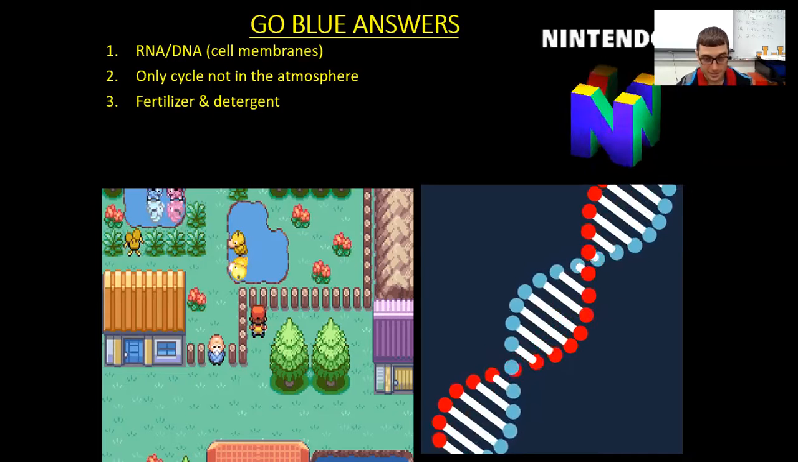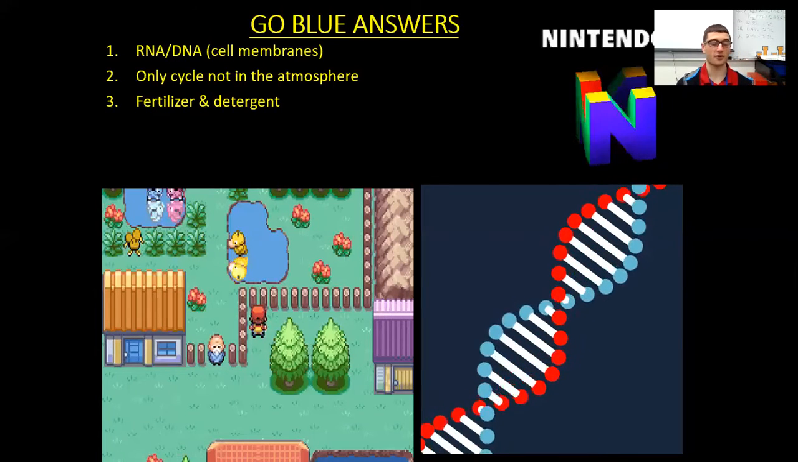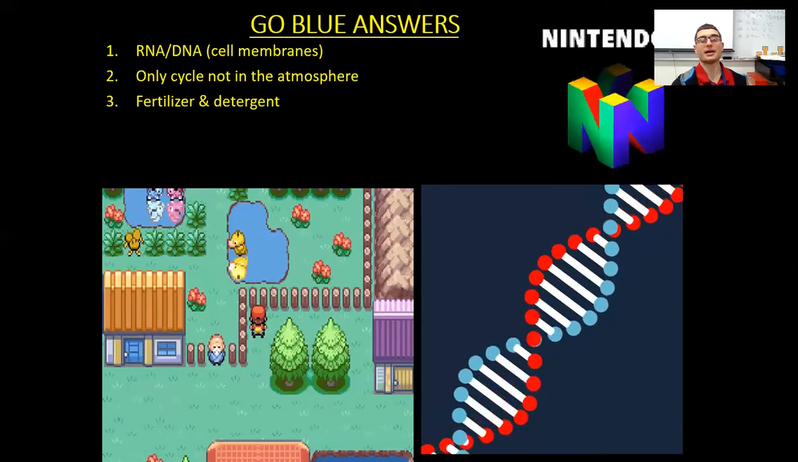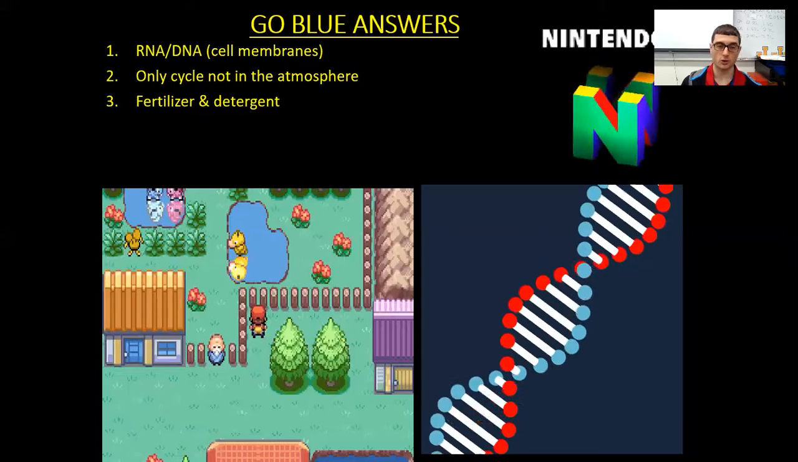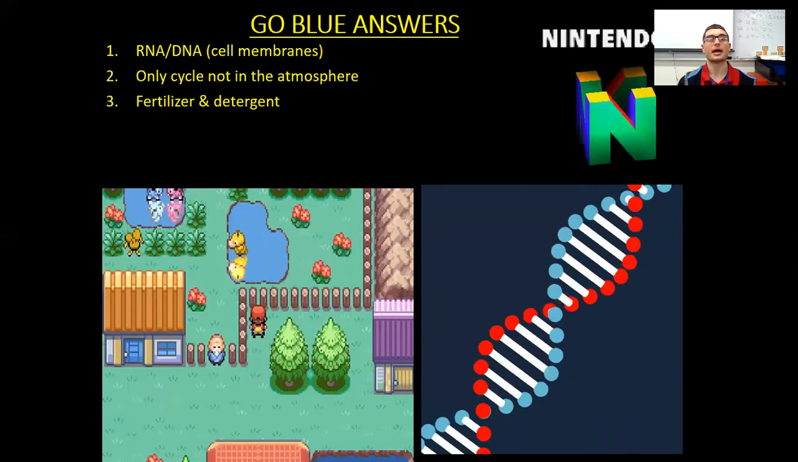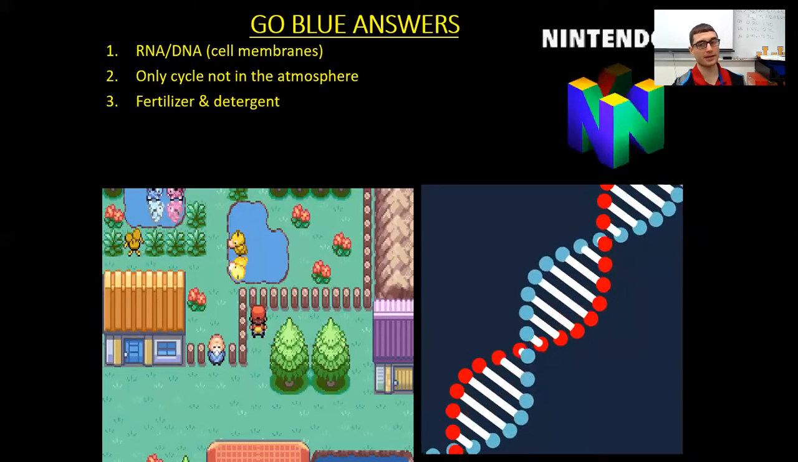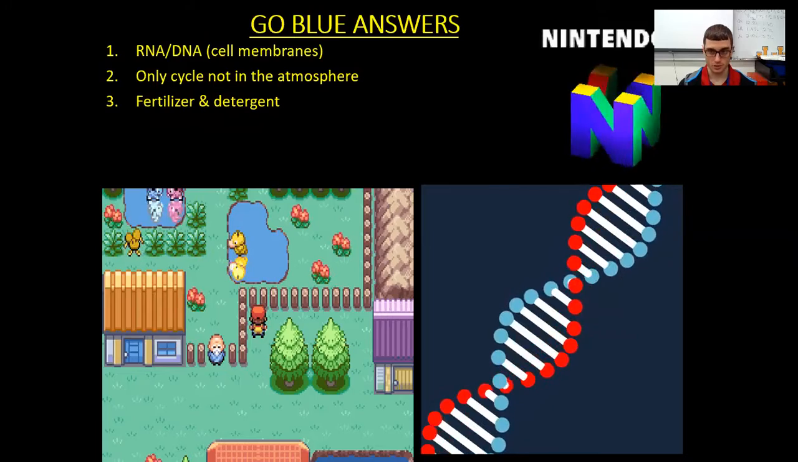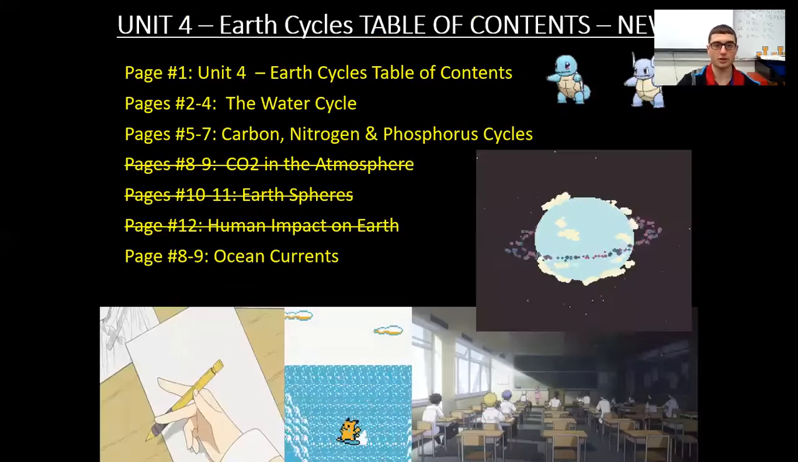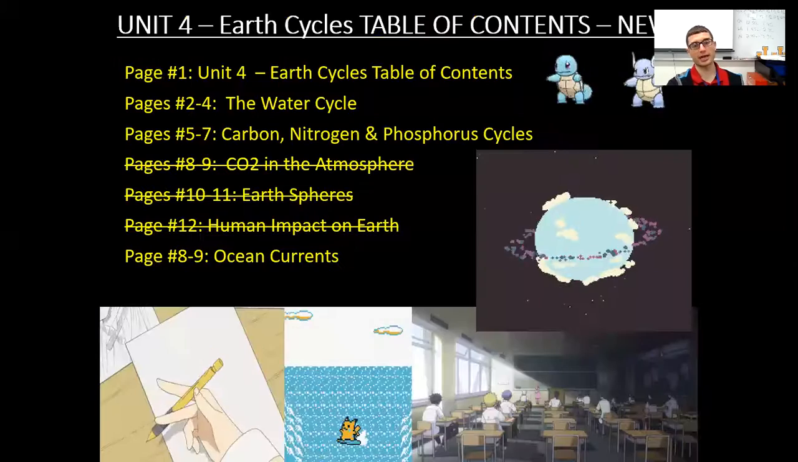And then number 3, guys, where do we find phosphates? How do we use phosphorus in our everyday lives? It's put inside of fertilizer for growing strong crops and plants. And it's also going to be found in our laundry detergent. Yes, also in our laundry detergent. That concludes our answers for our Go Blue today.